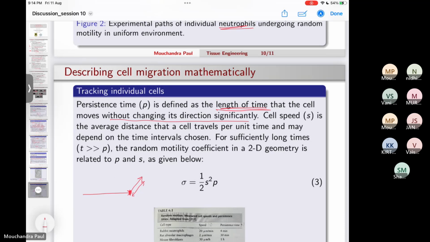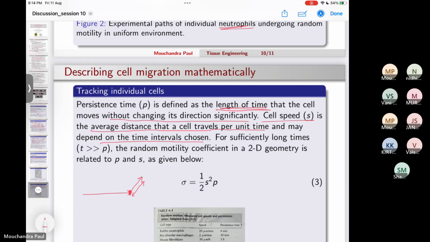So in this way people are calculating, whereas cell speed is basically distance by time. Similarly, it is the average distance that a cell travels per unit time. Simple as that. The value of this speed depends on the time interval chosen. If you track the cell motion for, say, 10 minutes, whatever average speed you get is valid only for those 10 minutes. In the next 1 hour, the cell speed will be different.